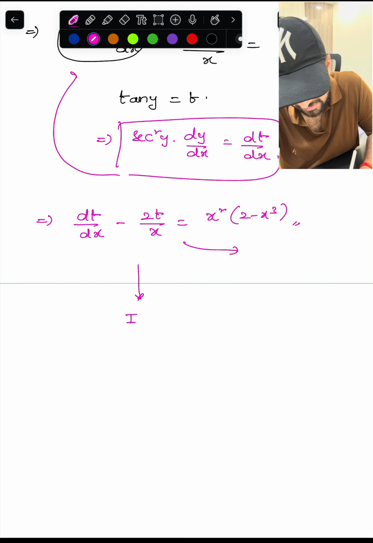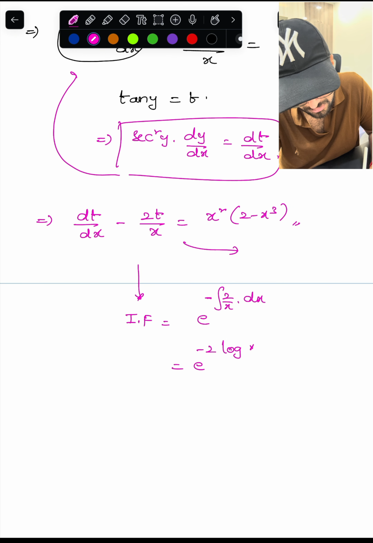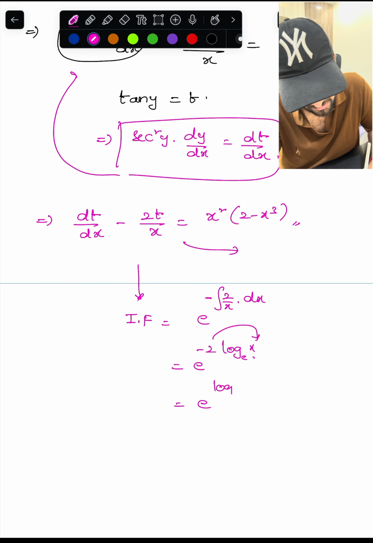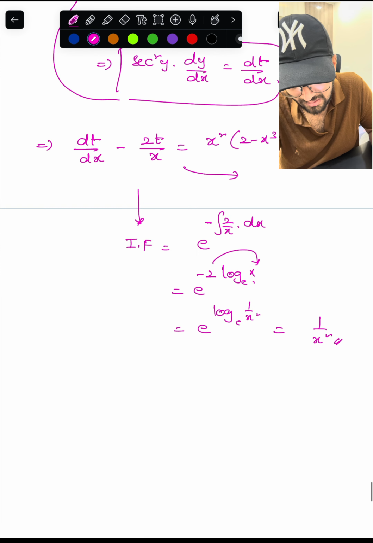So we need to calculate the integrating factor now. What is the integrating factor? e power integral of minus 2 by x dx, which is e power minus 2 log x to the base e. If you take this to the other side, you get e power log of 1 by x square to the base e, which is 1 by x square. So the integrating factor is 1 by x square.